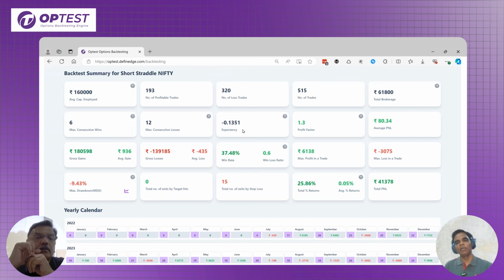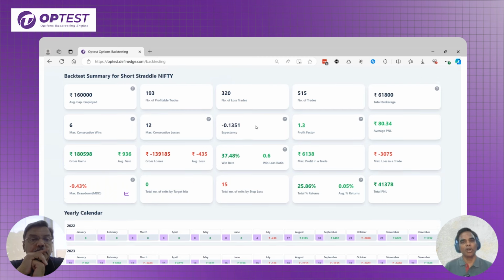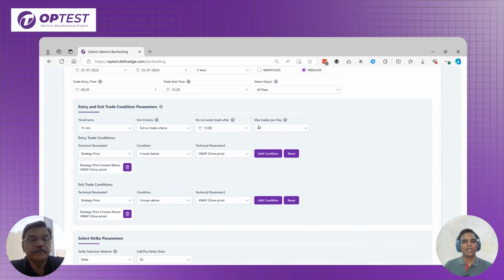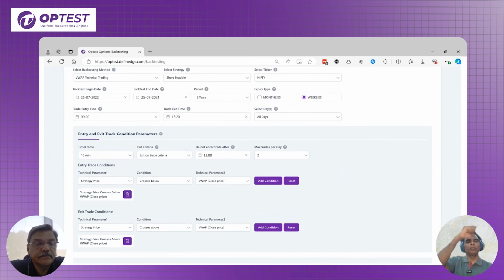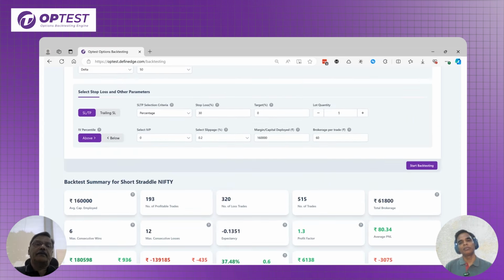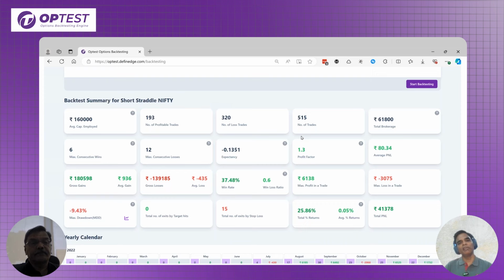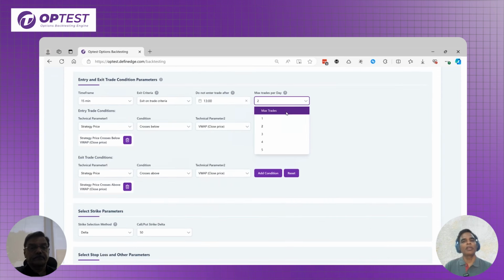Tell me one thing. Earlier it was 491 trades. Now it is 515 trades. I didn't understand this. Yes, because in the case of VWAP, there can be multiple entries in a day. Got it. So that is why maybe within one day there were 2-3 trades. Yeah, 2 trades. Here we selected 2 trades, but you can keep max trades also. Max trades means it can take unlimited trades as long as those criteria are met.